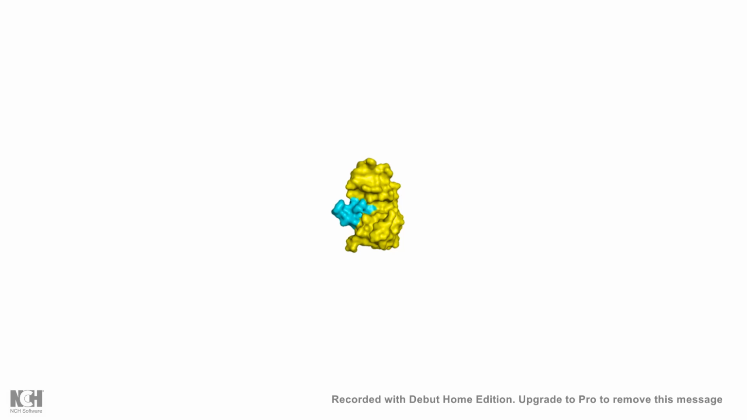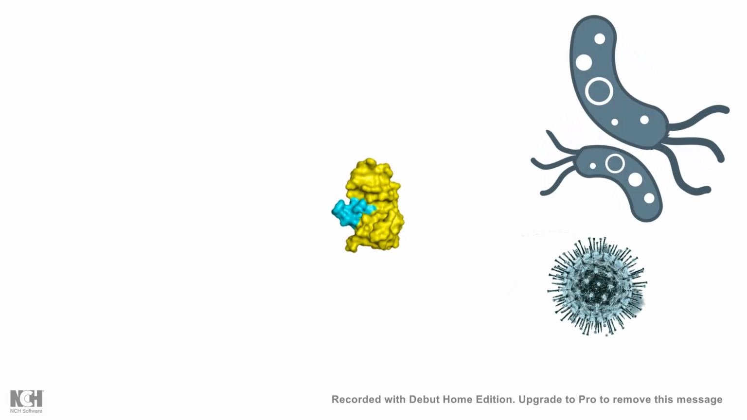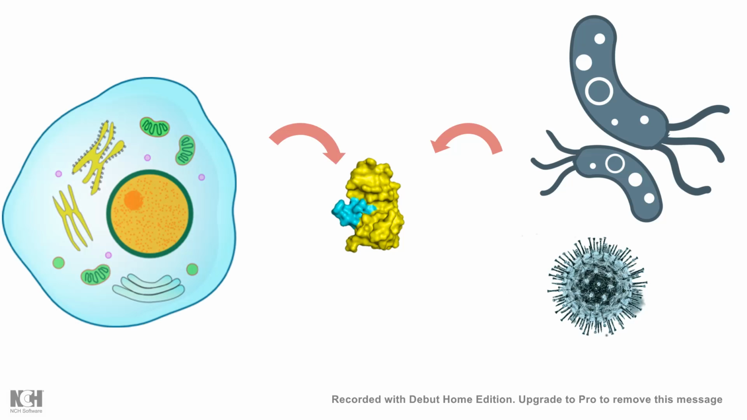Now, these antigens could come from specific pathogens such as bacteria and viruses, or from inside the cell itself. The endogenous proteins could sometimes also serve as self antigens, and we will see what the function of these self antigens is.